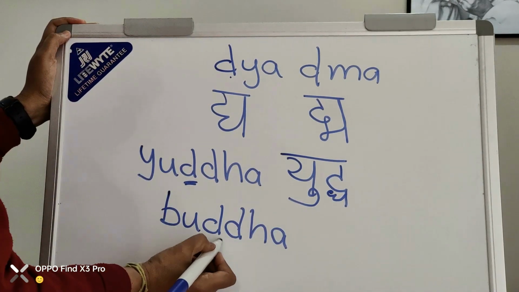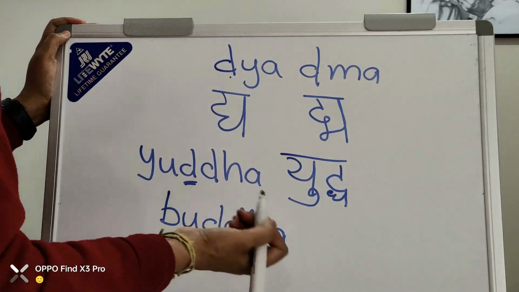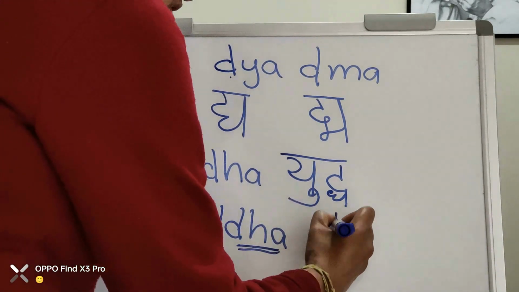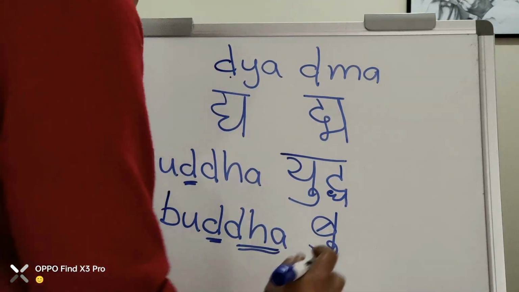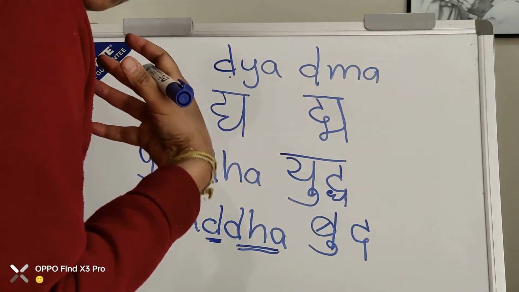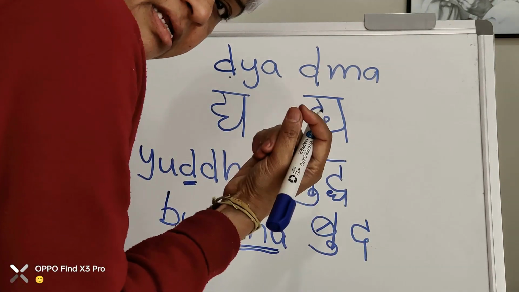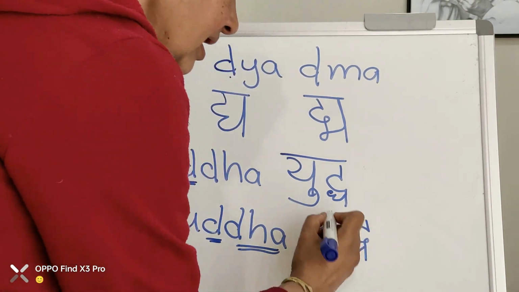Again, we have the d and a dha. So how do you think that's going to be written? Bu. Half the d sitting here and the full dha sitting under it, really all scrunched up and tiny, okay? Buddha.